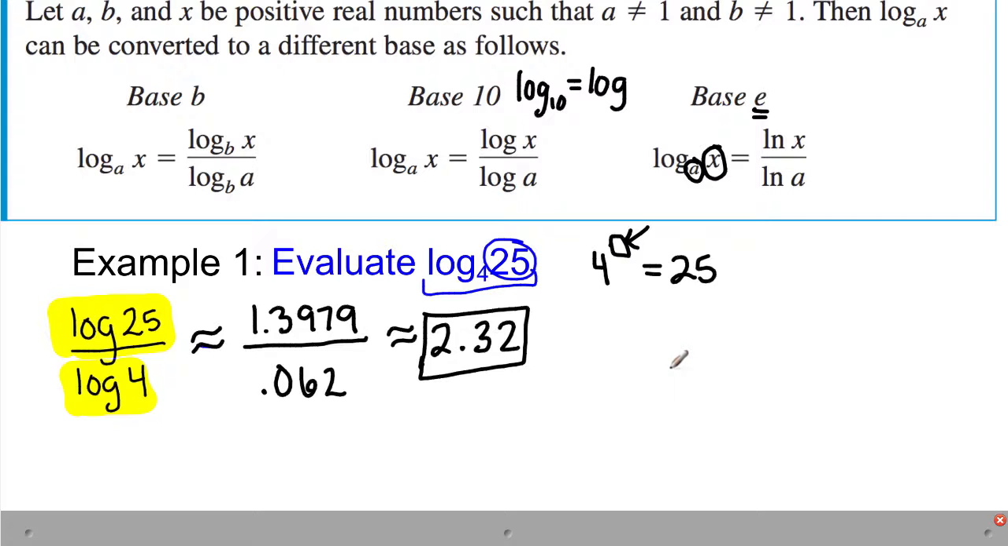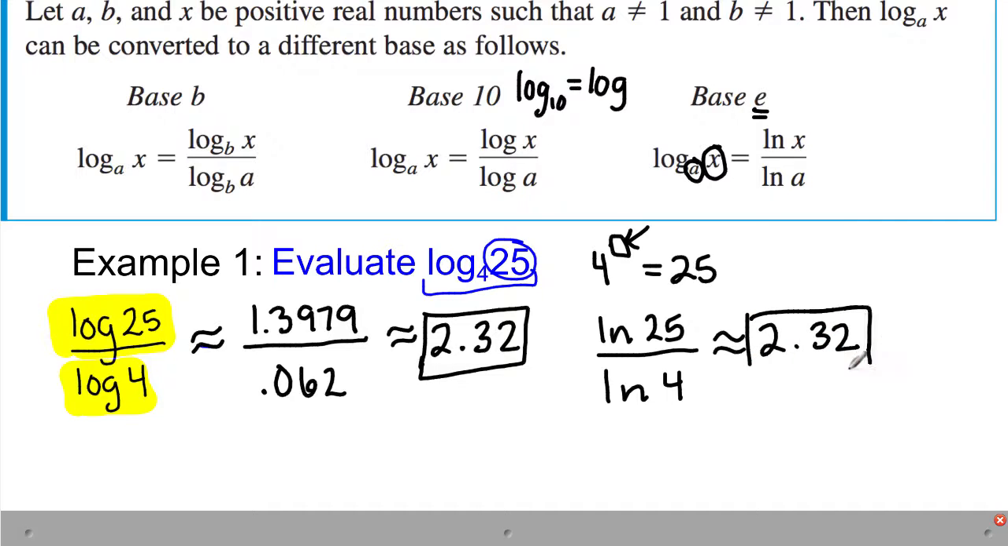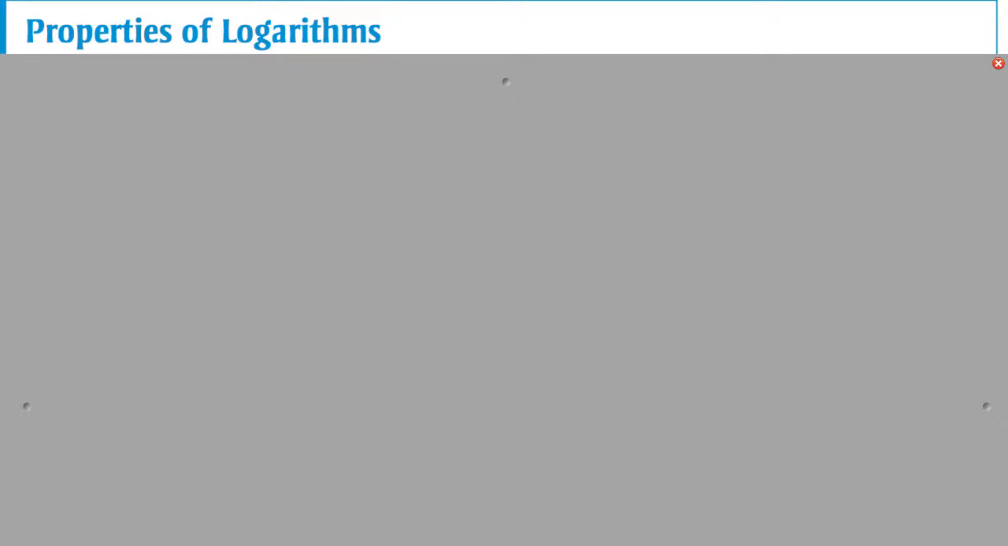Okay, we could also use the change of base formula here using the natural log. So I can rewrite this as the natural log of 25 divided by the natural log of 4. Again, using your graphing calculator, find that button that says ln, natural log of 25, natural log of 4, and divide, and you will arrive at the same answer here. So this is how the change of base formula is helpful when evaluating a logarithm. All right, now let's look at some properties of logarithms.